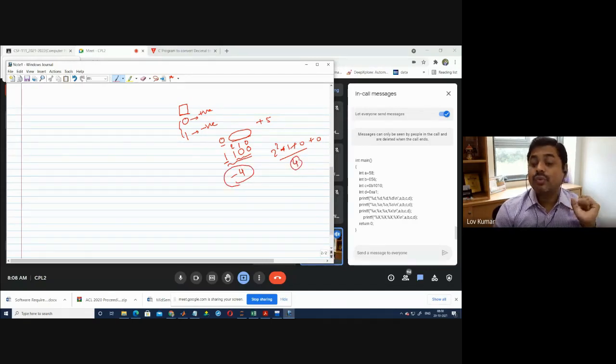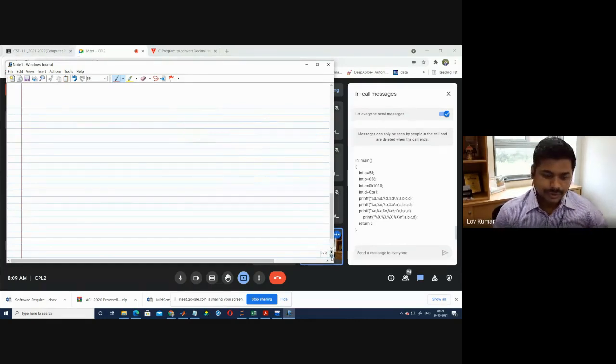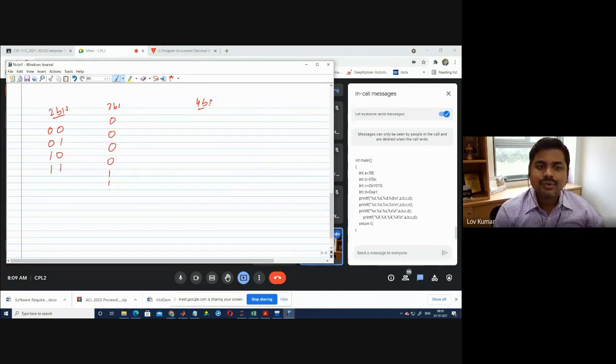But in the case of 1s complement, how are we finding the negative number? Just you can see, and this is very interesting. Now I am going to write the 2 bits number, then 3 bits number, and then 4 bits number. So for 2 bits number, what are the possible combinations? 0, 0, 0, 1, 1, 0, 1, 1. For 3 bits, these are the possible combinations: 0, 0, 0, 0, 1, 1, 1, 1, 0, 0, 1, 1, 0, 1, 0, 1, 0, 1.